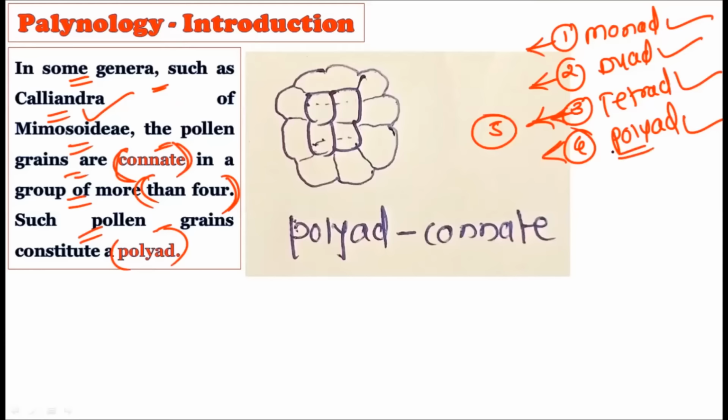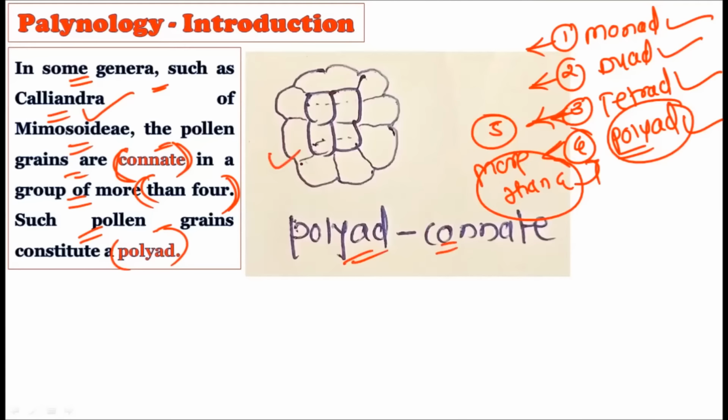Okay, so what happens in the polyad? In the polyad, there are more than four pollen grains. In such a condition, the polyad connate condition can be found, as you can see in this particular picture. So the aggregation is there, and more than four pollen grains constitute this particular polyad.